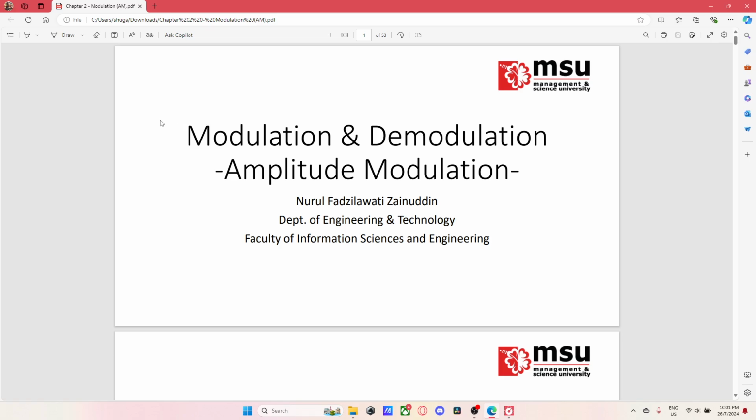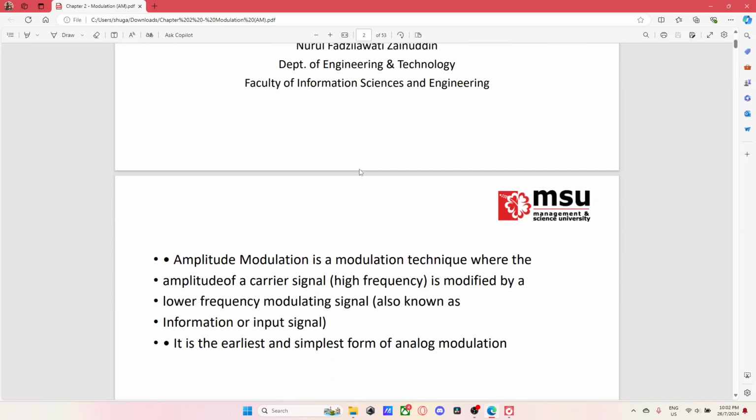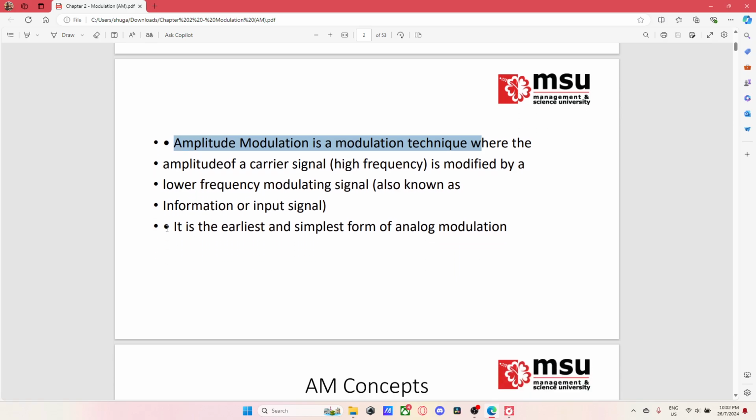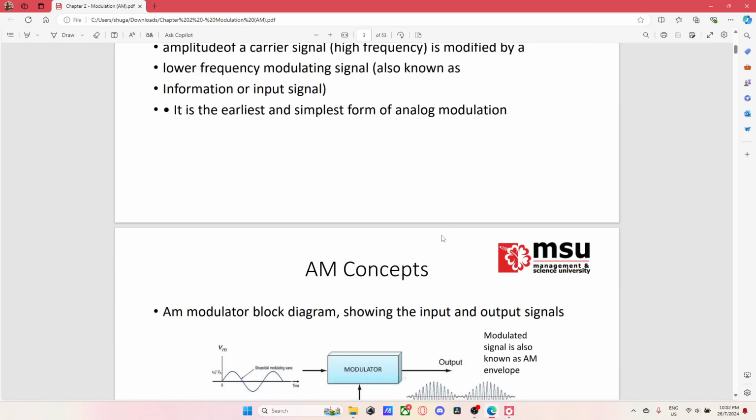In this chapter we are going to learn about modulation and demodulation in amplitude modulation, or for short AM. Amplitude modulation is a modulation technique where the amplitude of the carrier signal, the higher frequency, is modified by the lower frequency modulating signal, also known as the information or input signal. This is the earliest and the simplest form of analog modulation.